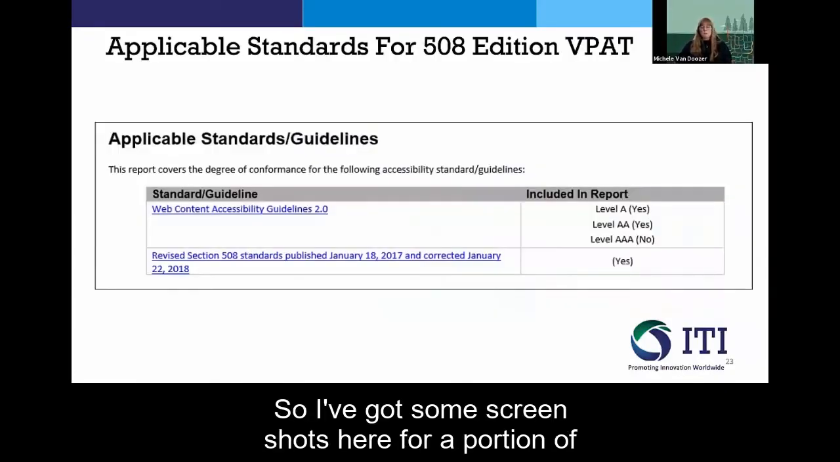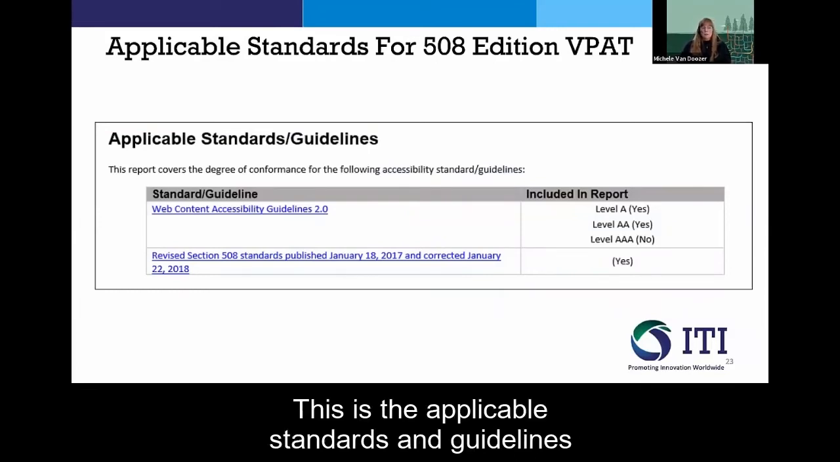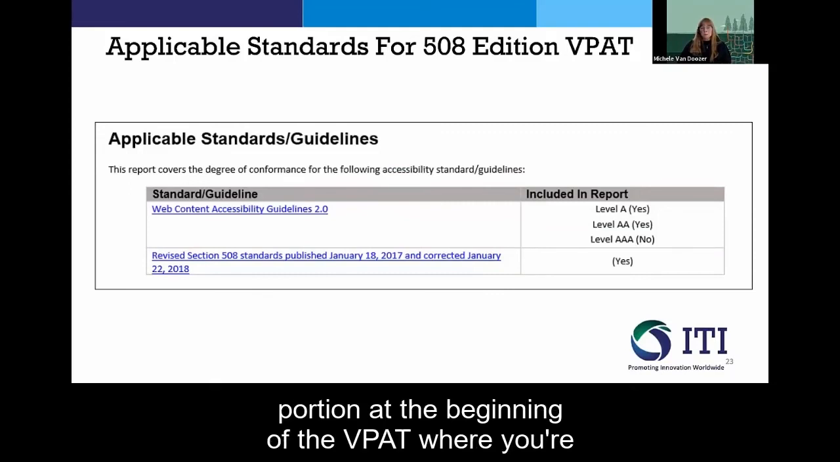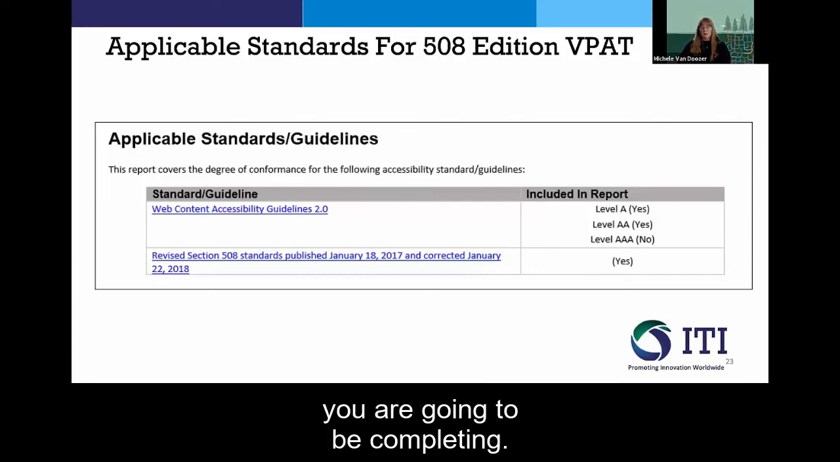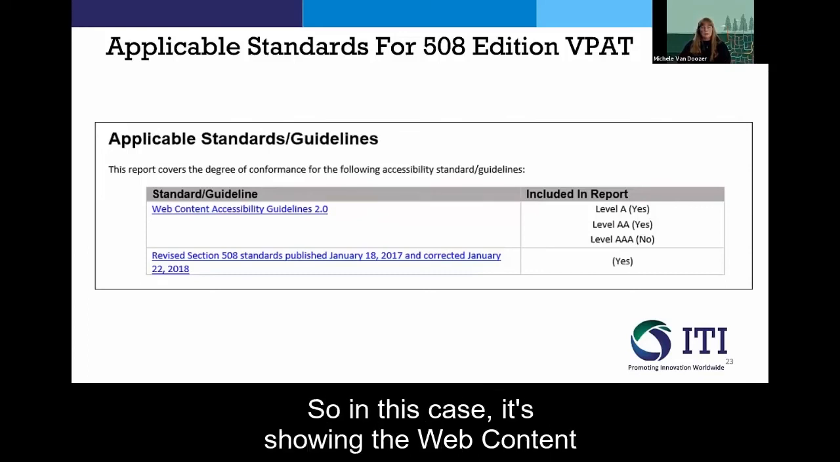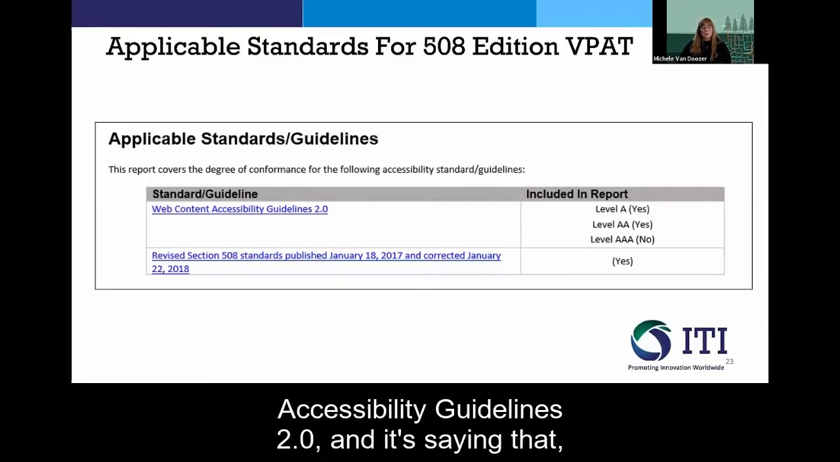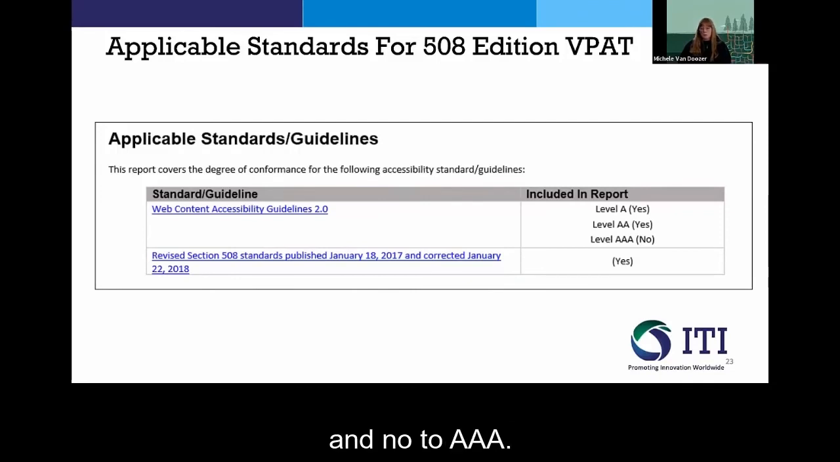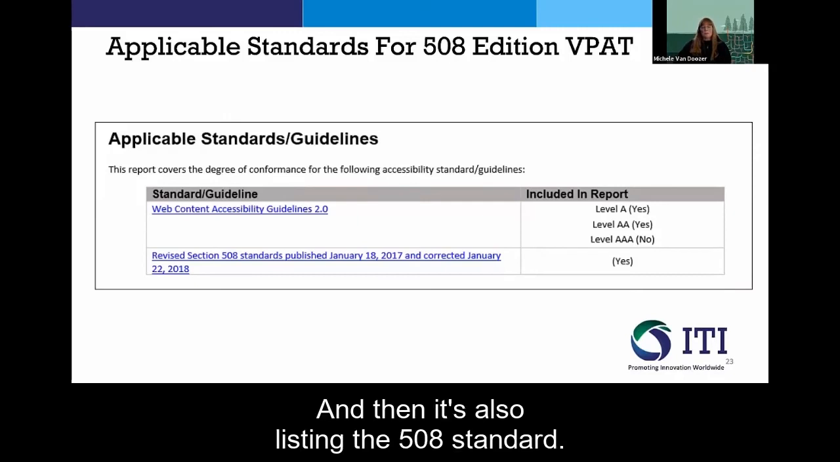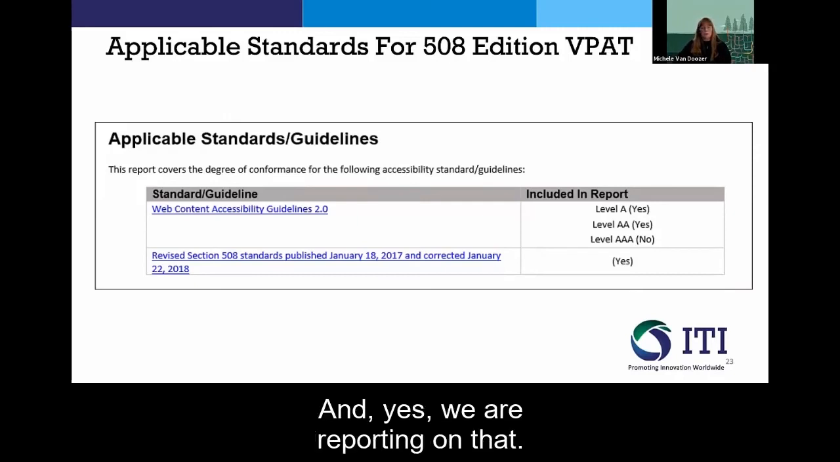So I've got some screenshots here for a portion of the VPAT. This is the applicable standards and guidelines portion at the beginning of the VPAT, where you're telling your VPAT reader what sections of the VPAT you are going to be completing. So in this case, it's showing the Web Content Accessibility Guidelines 2.0, and it's saying that yes, we're going to report on level A and on AA, and no to AAA, and then it's also listing the 508 standard, and yes, we're reporting on that.